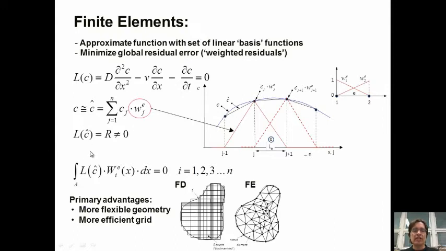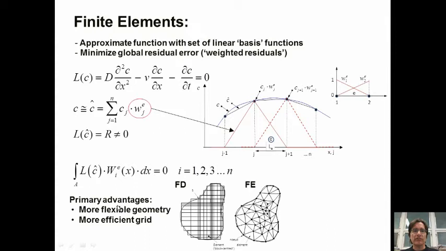The second step in finite elements is to integrate the product of our function times a series of weighting functions. And this gives us n equations for solving n concentrations. So we have n equations for n unknowns, which we solve in a matrix equation.